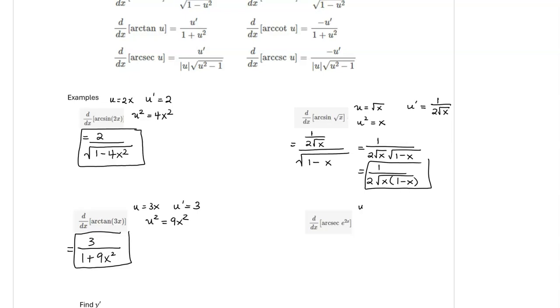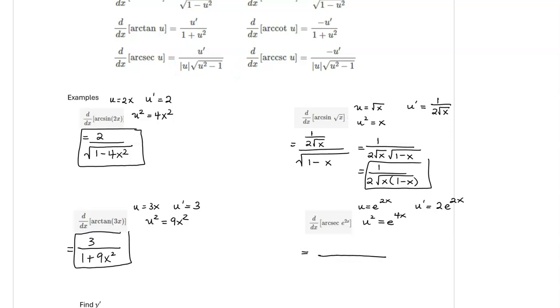Moving on, our u is now e to the 2x. That is the input to this arcsecant function. We will need u prime. Chain rule tells us that is 2e to the 2x. And we will also need u squared, which will be e to the 4x. We will now begin to fill this out to get our answer for this derivative.